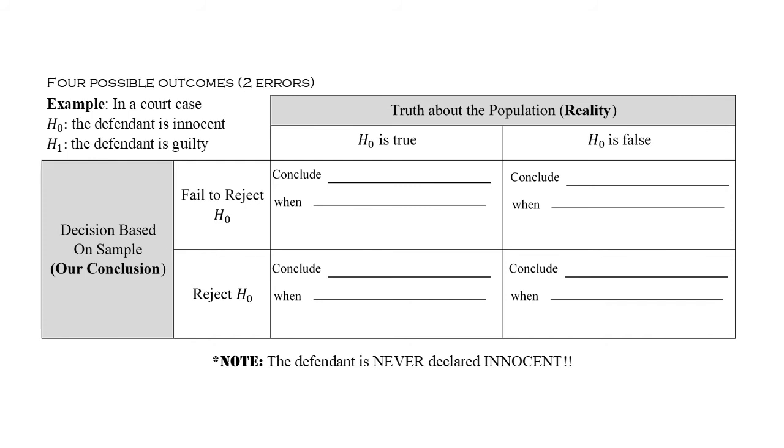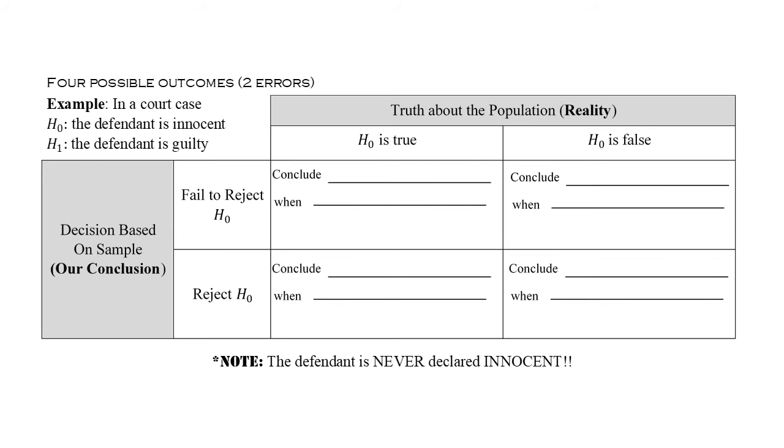So the four possibilities are that we fail to reject the null hypothesis when the null hypothesis is true. We fail to reject the null hypothesis when the null hypothesis is false. Or we reject the null hypothesis when it's true, and we reject the null hypothesis when it's false. So between these four different outcomes, which ones are going to be the ones where we have made an error?